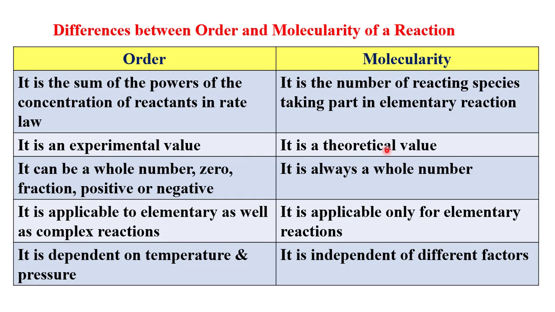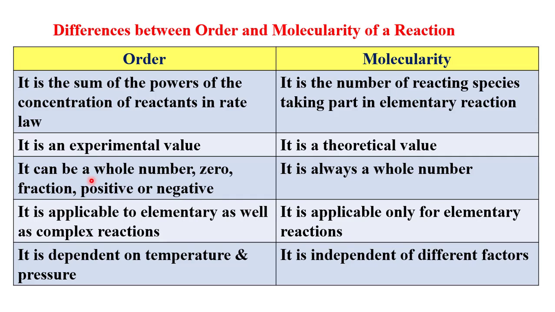So order is always based on experimental results, so it is an experimental value, whereas molecularity is a theoretical value. Meaning when you balance an equation, whatever balancing coefficients you get for the reactants, that itself will be called the molecularity, right?